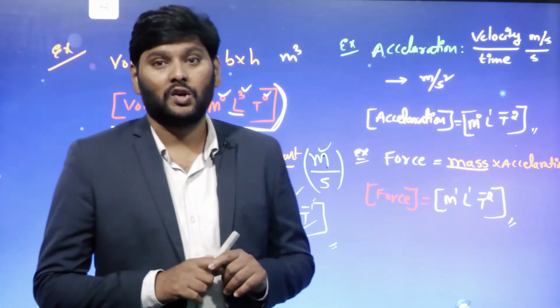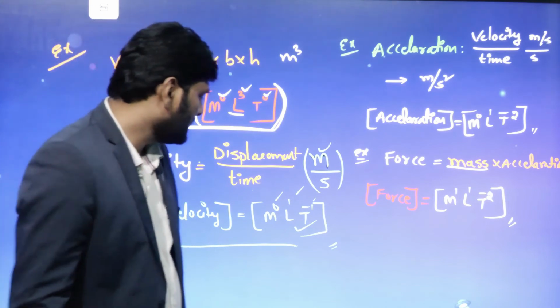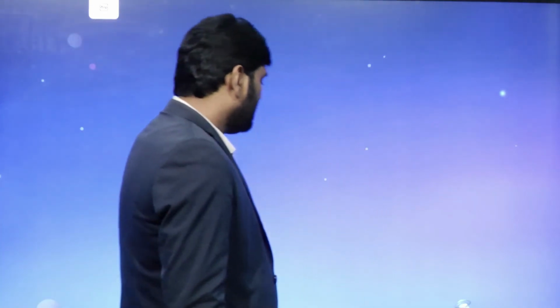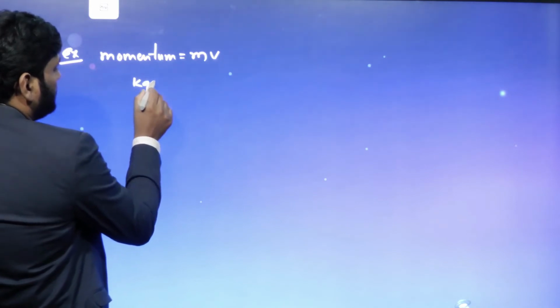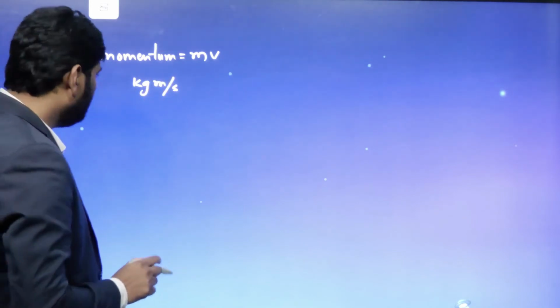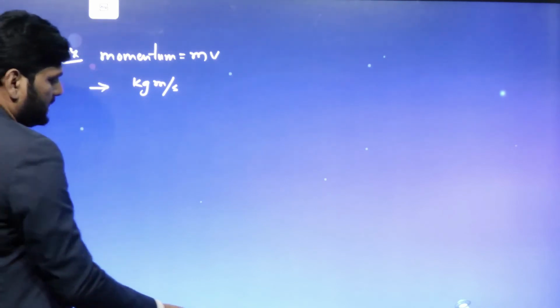I hope you got it, children. I'll give one more example. Let us take momentum. Momentum also has a very simple formula: mass into velocity. Momentum means mass into velocity. So when it is mass into velocity, what are the units? Kg meter per second is the units.